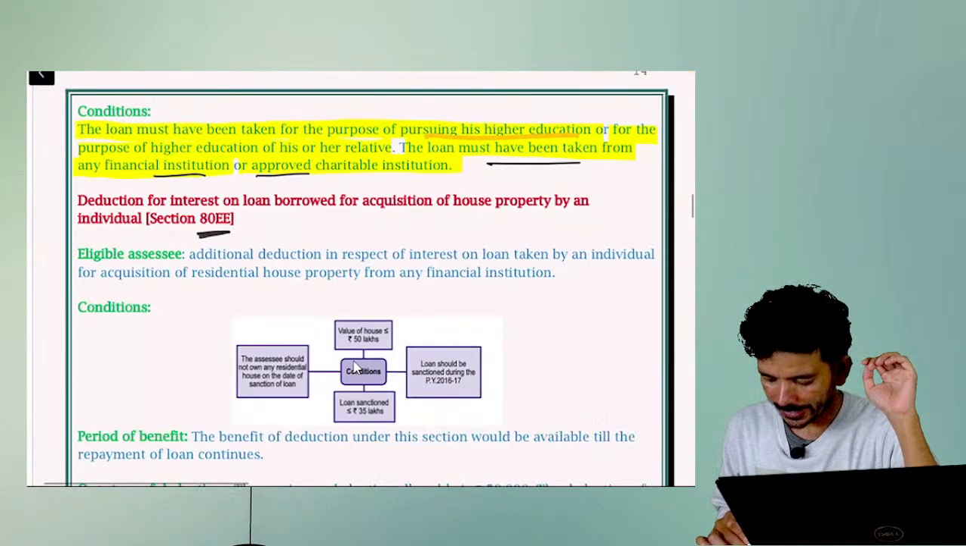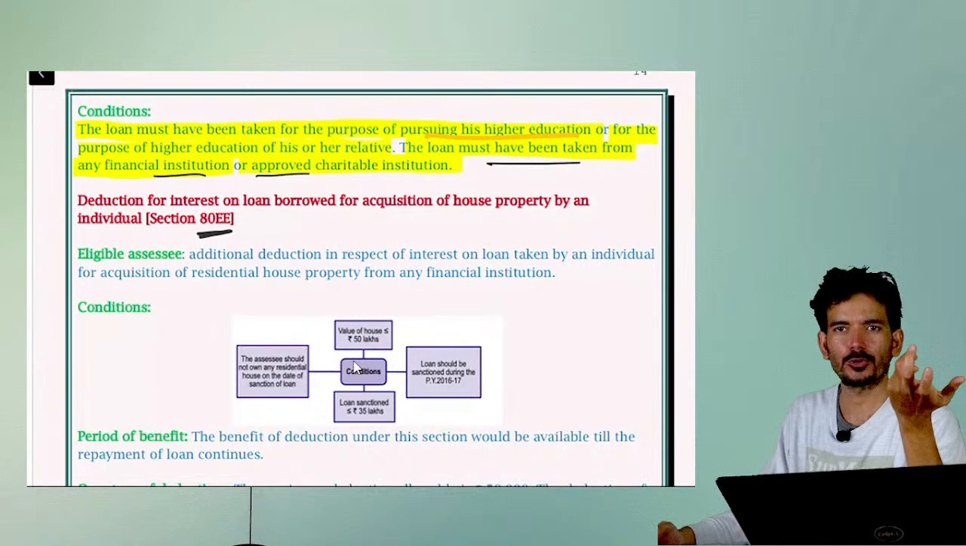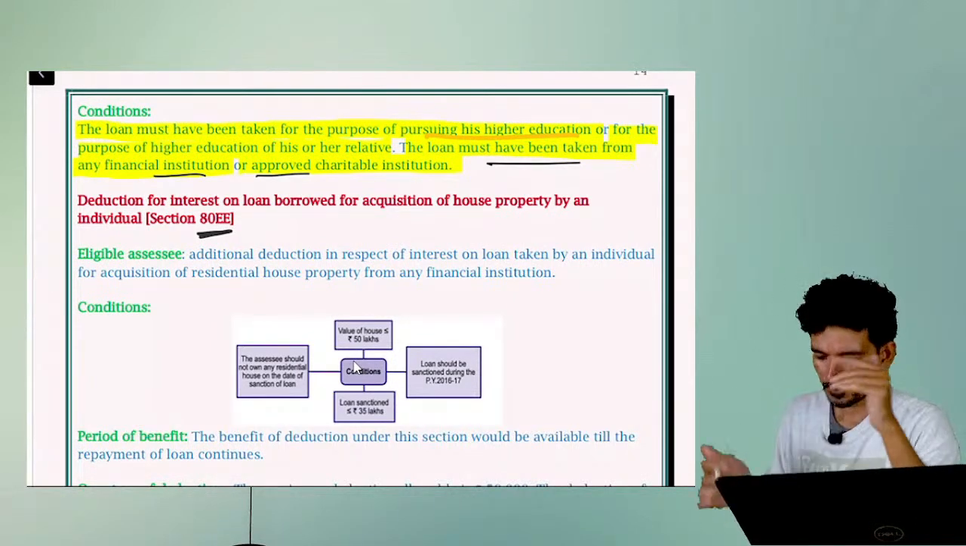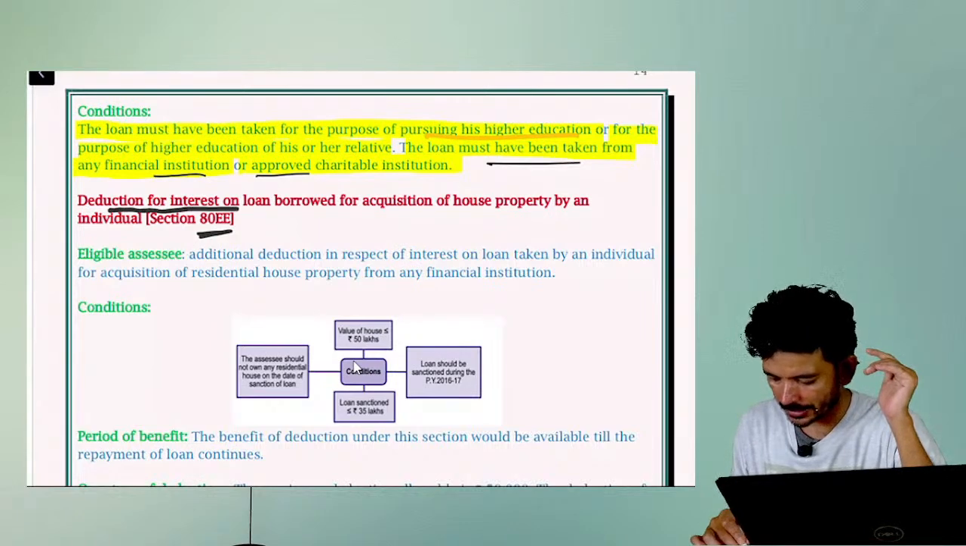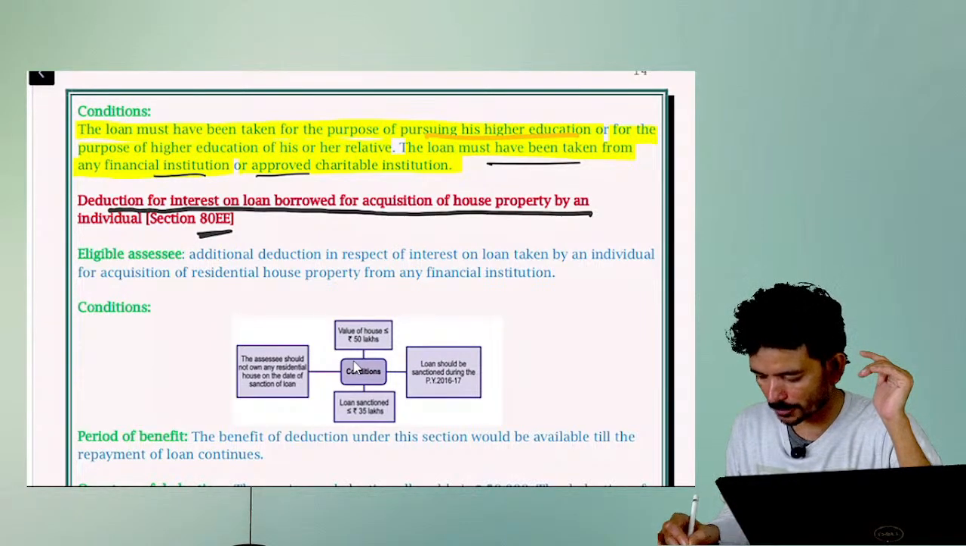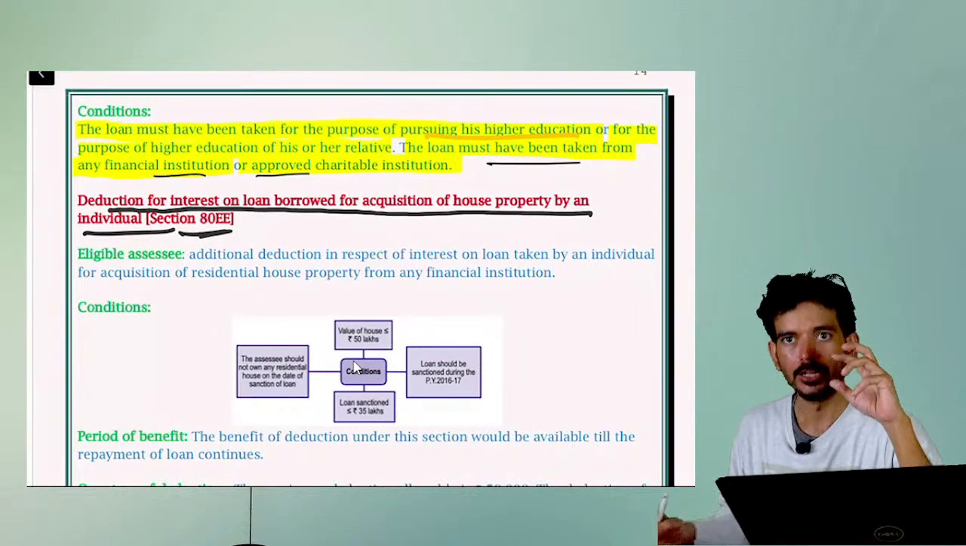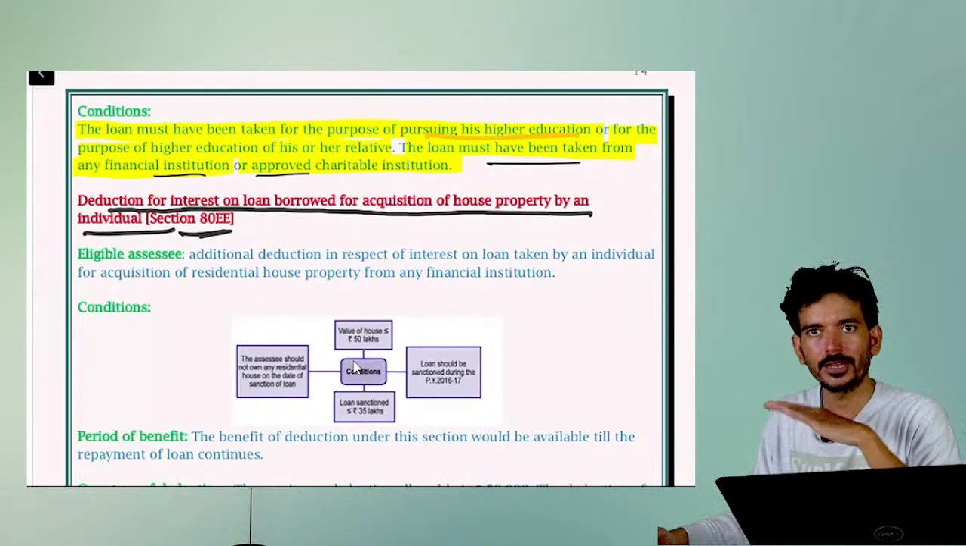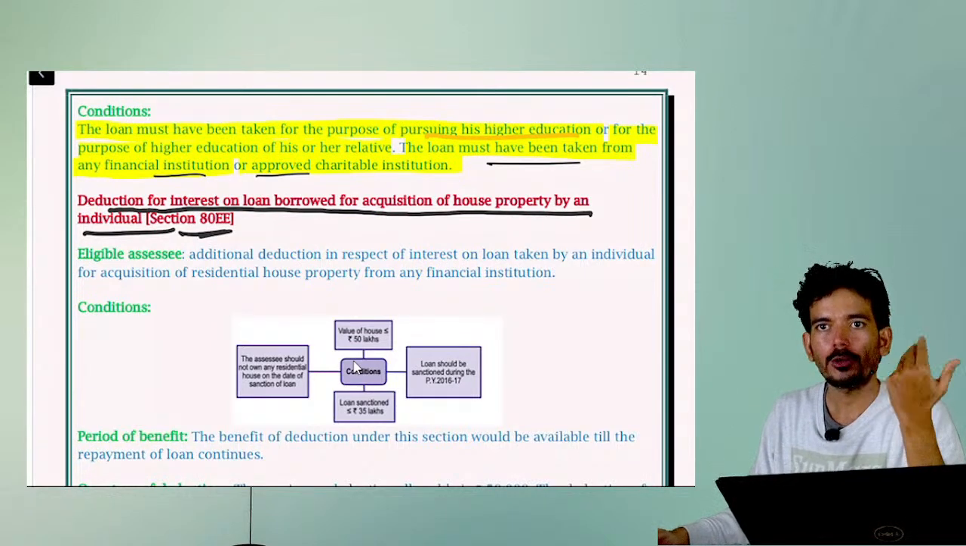Now 80EE. As I said, E is the interest family, and 80EE is an extension of E. It is a deduction for interest on a loan borrowed by an individual. So you are taking a loan for constructing or buying a house, and on that you are paying interest.